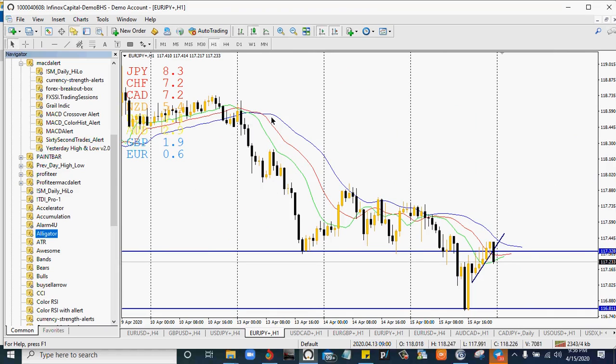Okay, once price is below the three moving averages moving together, you know, the sell. Once it's above, the buy.